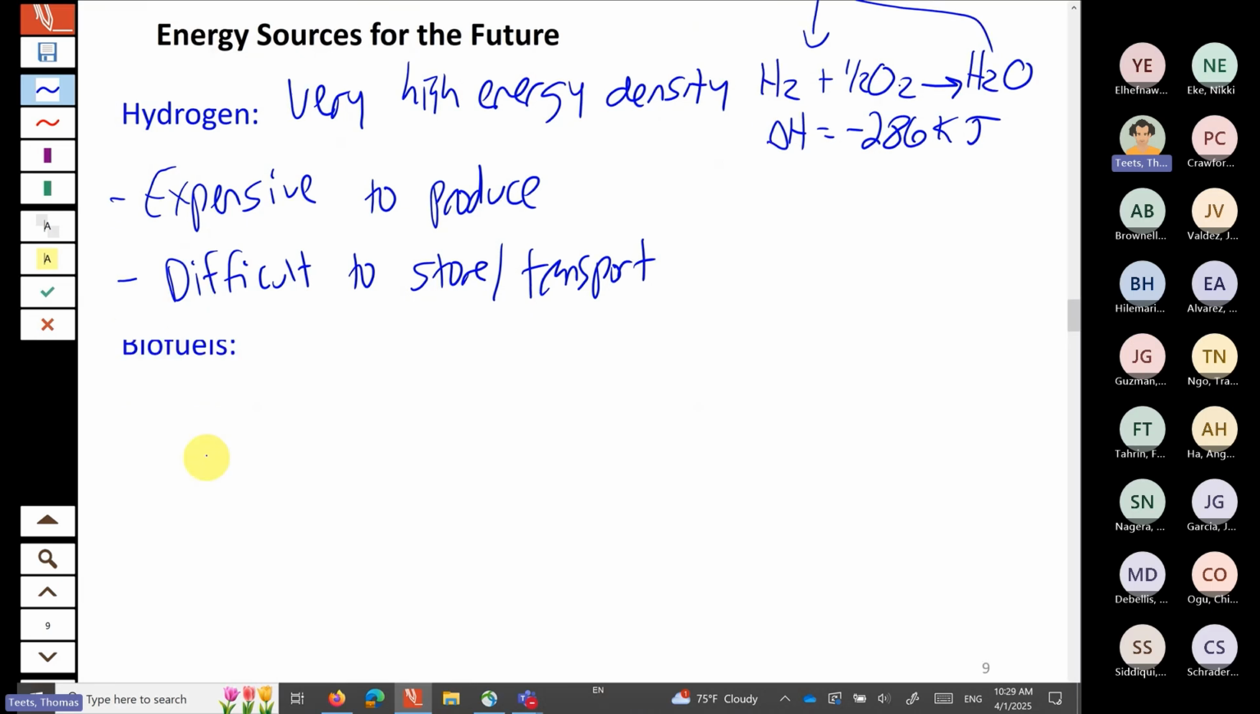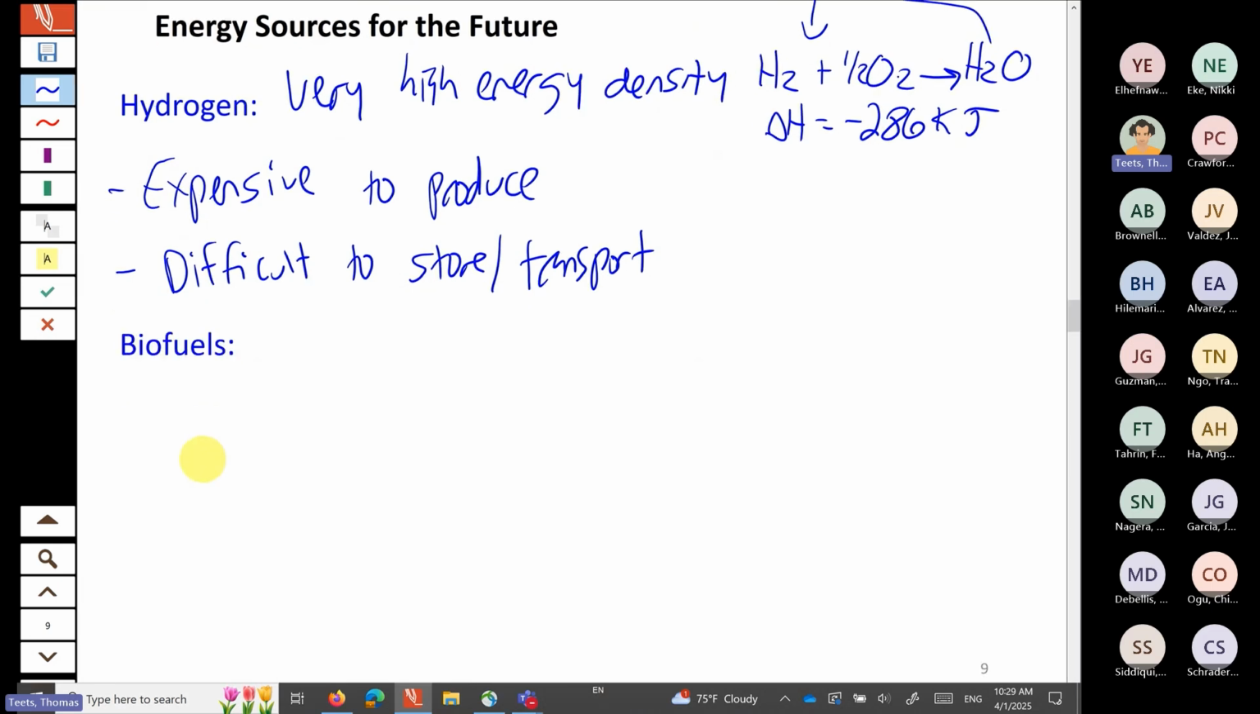Another one that has gained a little bit of traction as well are called biofuels. So these are fuels that are generated from plant matter or produced by microorganisms.